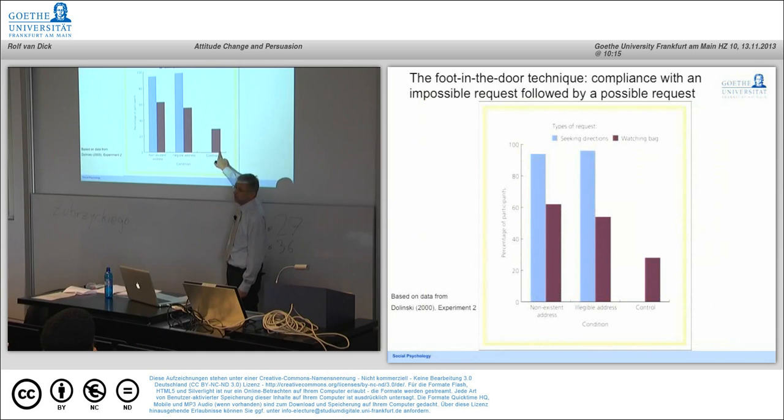The majority of people refuse to look after the bag or the luggage. When they have been put in a slightly bad mood or have been made to refuse a small request first, however, you see they are much more likely than the control group to agree to the large requests. So this is a foot in the door technique in one variation.